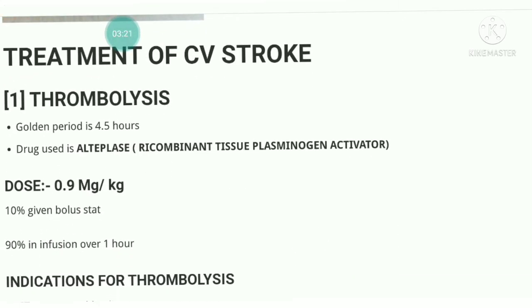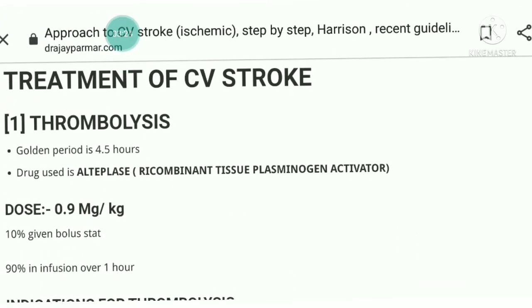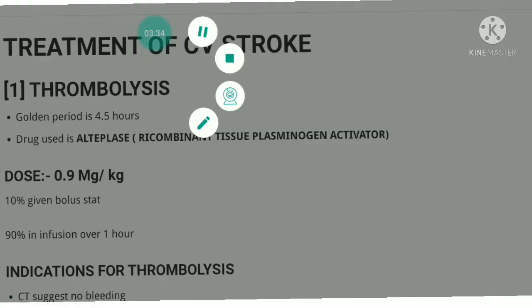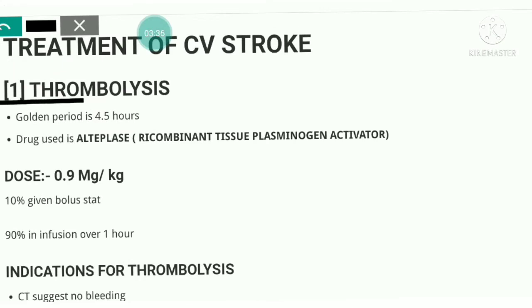Okay. Now what is the treatment of CV stroke? In case of ischemic CV stroke, it should be thrombolyzed within the golden period. The first and most important management of ischemic CV stroke is thrombolysis, but it should be done within the golden period. Golden period is 4.5 hours. Remember this thing. That is why the initial crucial period is most important in the management of ischemic CV stroke.